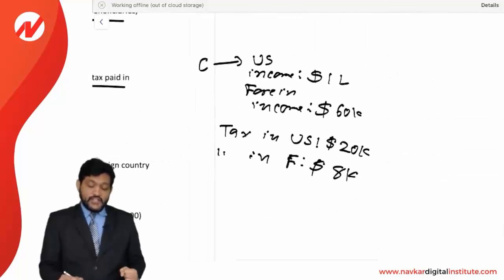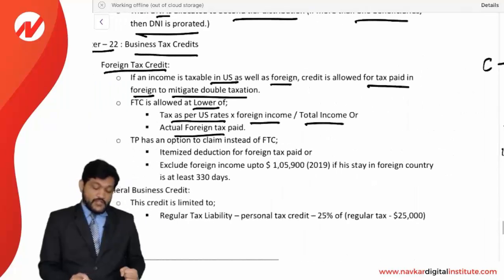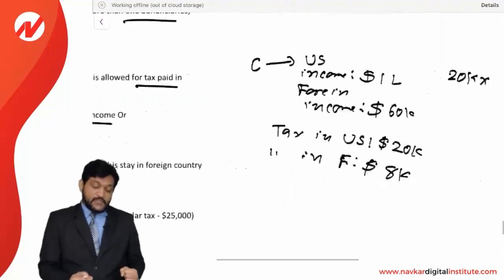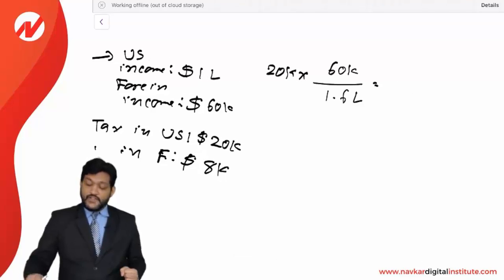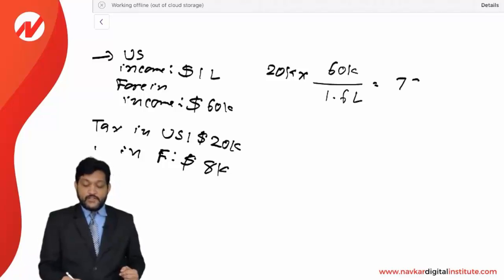Okay, so US tax is 20,000. You need to multiply it by foreign income divided by total income. Foreign income is 60,000, and total income will be 1,60,000 if you just make a total of it. Then let's see how it comes: 20,000 into 60,000 divided by 1,60,000. So it will be 7,500.